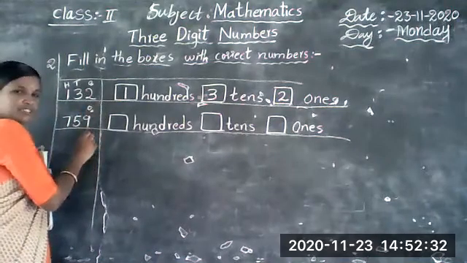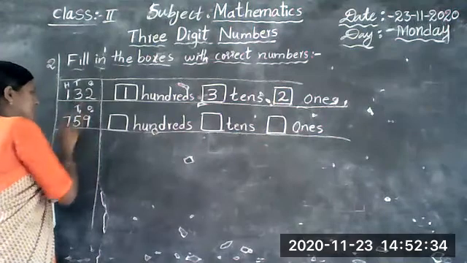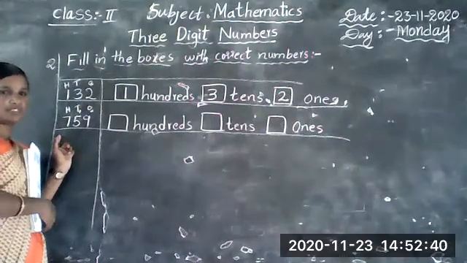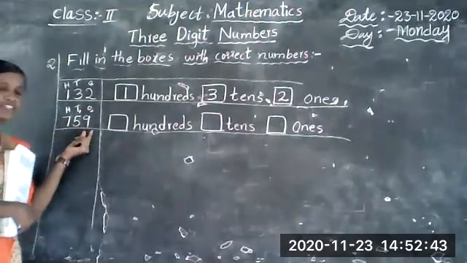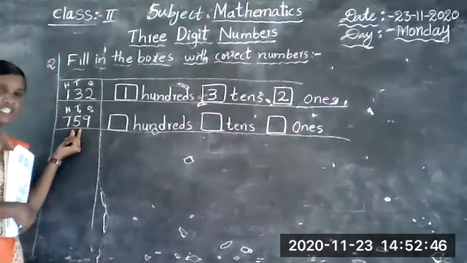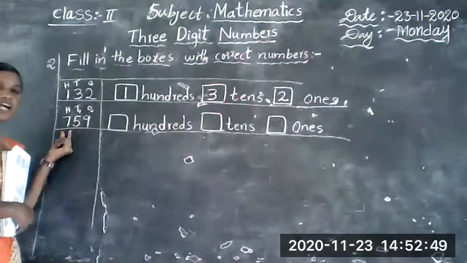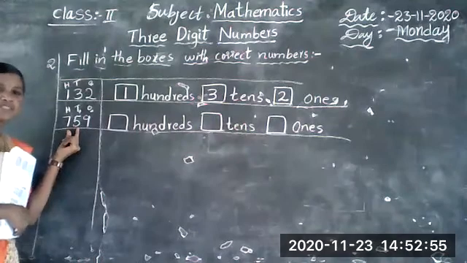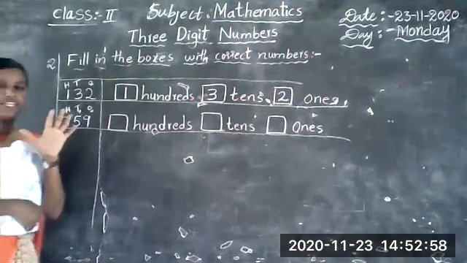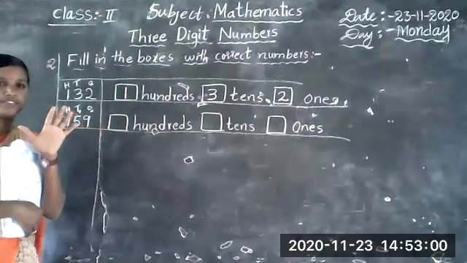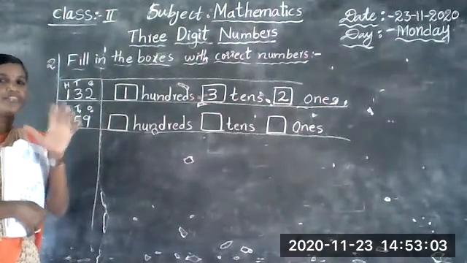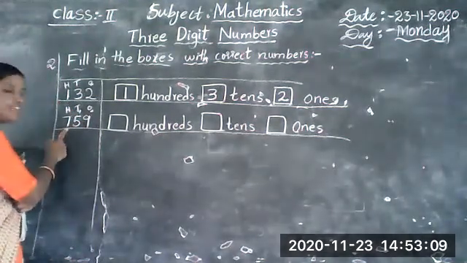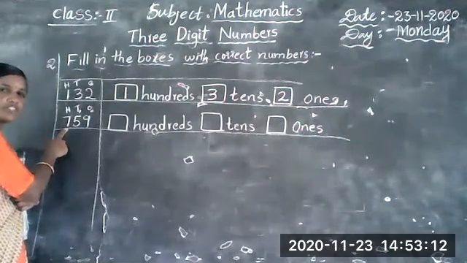9 is ones place. 5 is tens place. Number 7 is hundreds place. Do you understand, children? 9 ones is equal to 9. 5 tens means 50. We learned in previous classes in abacus. Yes or no? In abacus also we learned 5 tens is equal to 50. Next, 700 is equal to 700.